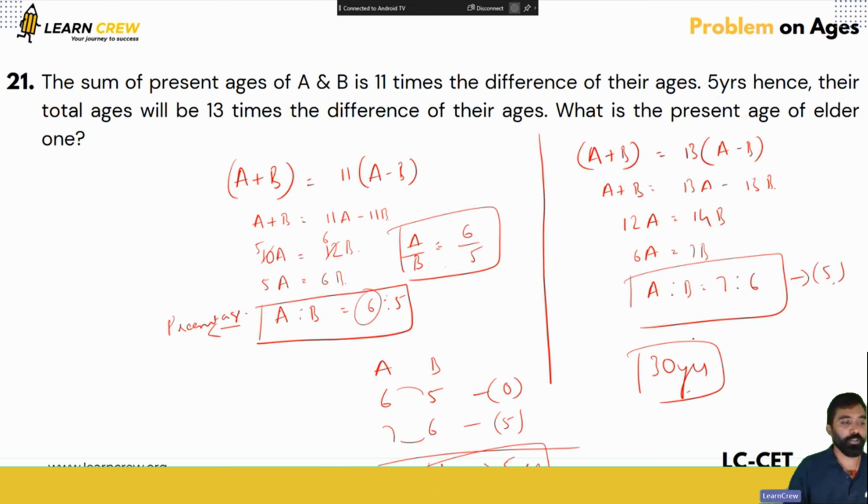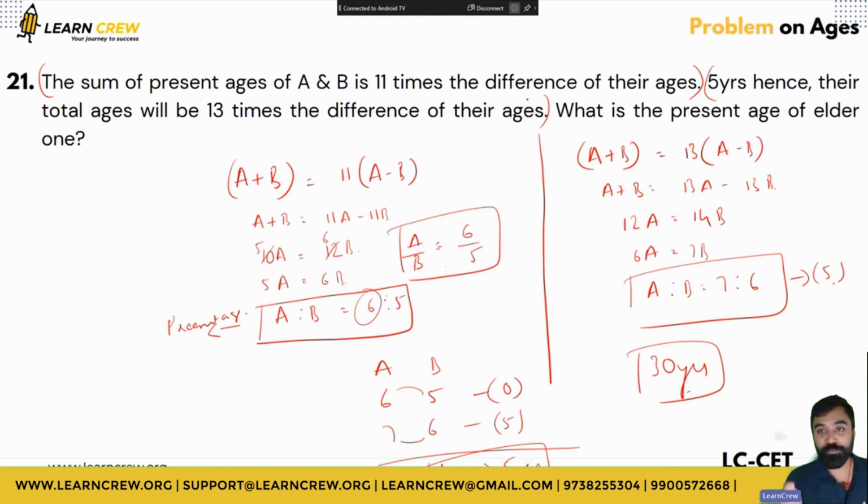How did you take this? Simple. From the statements I'm taking, that's all. Sum of this is equal to difference of this. After 5 years, the sum of this is equal to the difference. Same thing. Whatever you were doing earlier, I'm just putting it in a statement format.